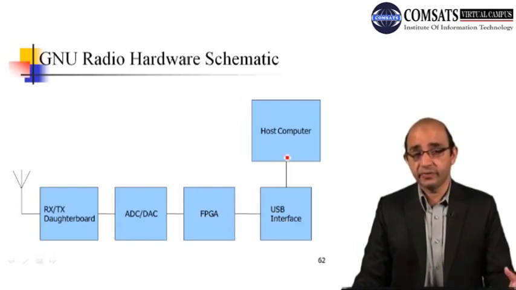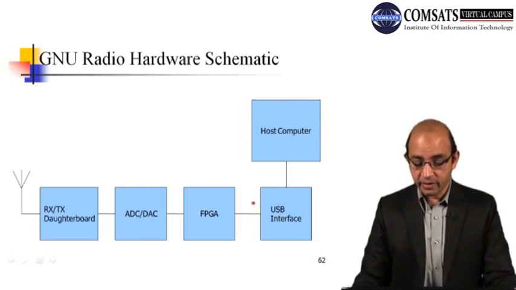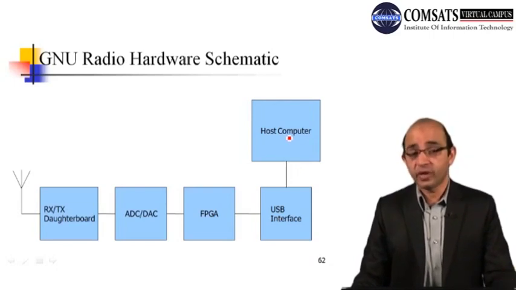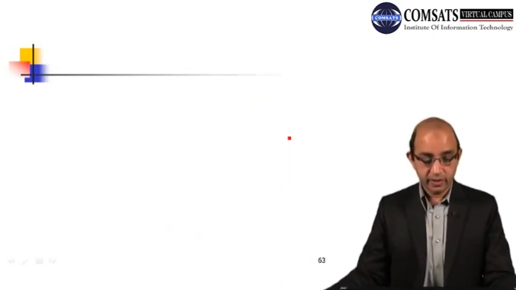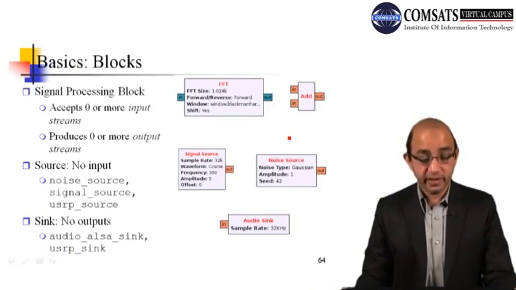But nowadays with the latest USRP kits, we have the interfacing by the Ethernet, that is the high speed Ethernet, so that we can send and receive data to the host computer at a faster speed, right? And here we have some of the basic signal processing blocks.